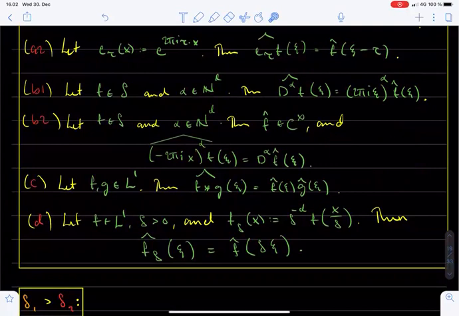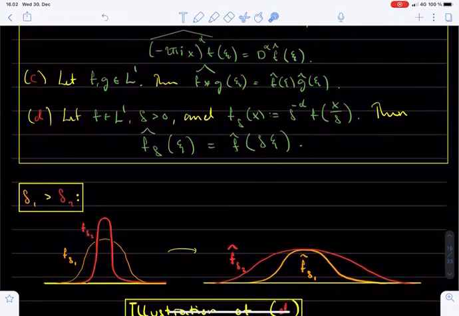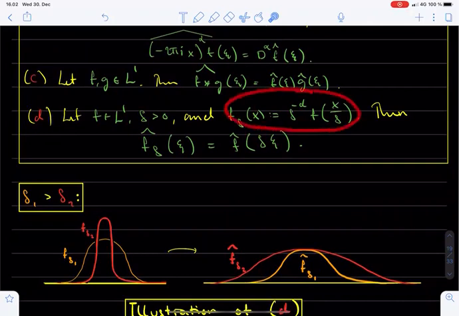The final part of the proposition tells us in which manner the Fourier transform commutes with dilations. If f is an L1 function and delta is a positive real number, define a new L1 function f_delta by setting f_delta of x equals delta to the power minus d times f evaluated at x divided by delta. This kind of normalization might look familiar to you from the way in which approximate identities are often defined.